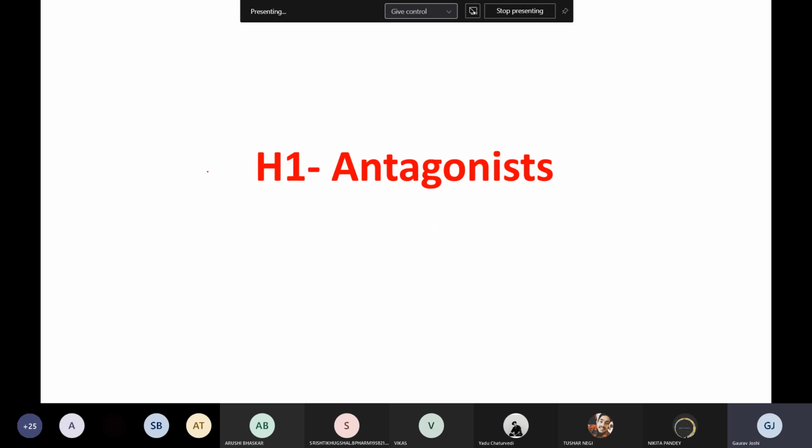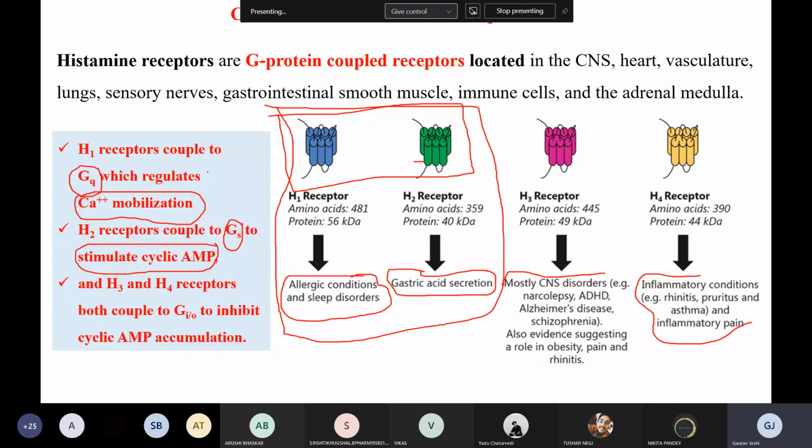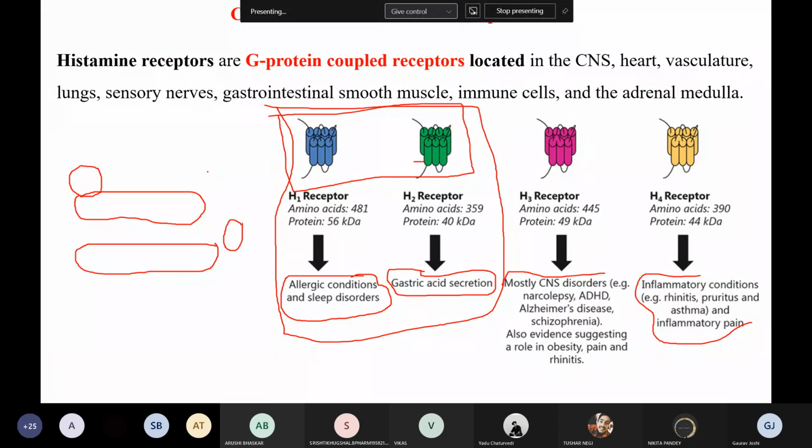Now we come to the H1 antagonists. I'll be starting that from tomorrow. I'll tell you about the basic structure, do some classification, and cover the important functional groups needed for activity. In the meantime, if you have any questions regarding what we have learned today, you may ask. Any questions, queries, doubts? If you are not understanding something, I'll explain it.